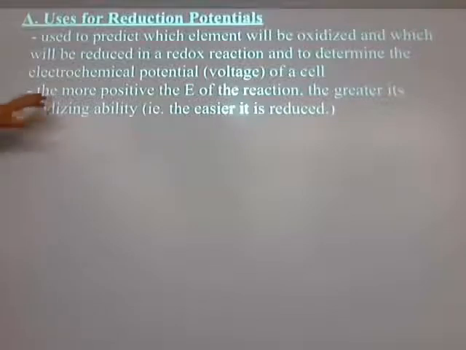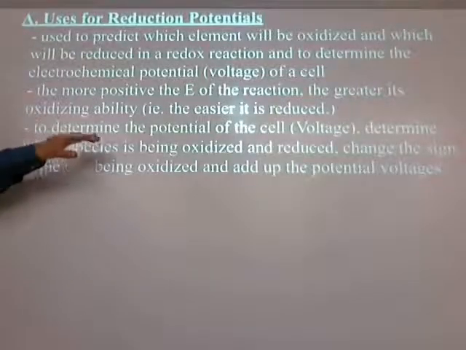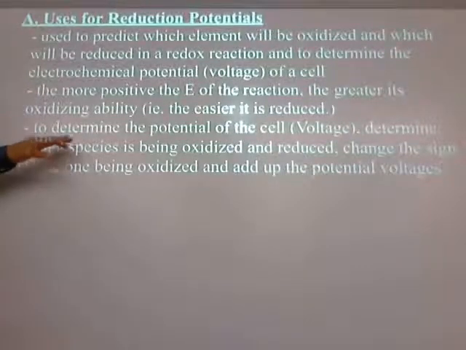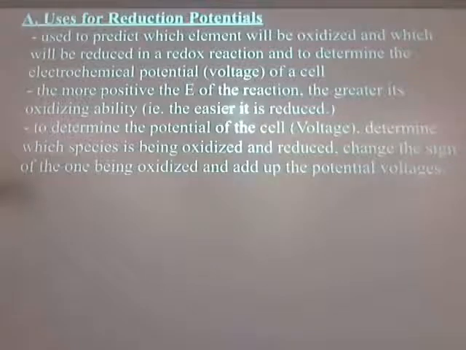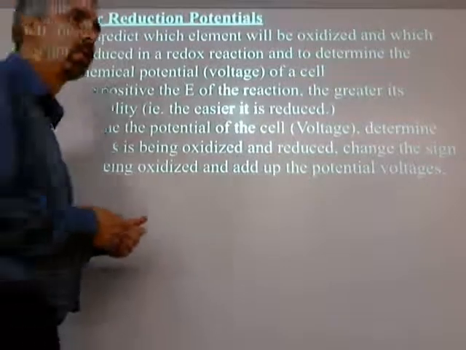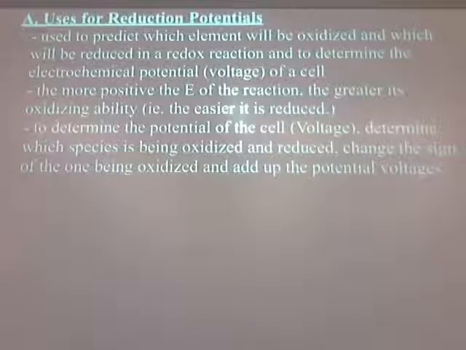All right? To get the voltage, what do you do? To determine the potential or the voltage of the cell, you simply keep the guy who's being reduced the same, change the sign of the one being oxidized, and then add the two guys together. Okay? And I'm going to do an example of that in a minute.